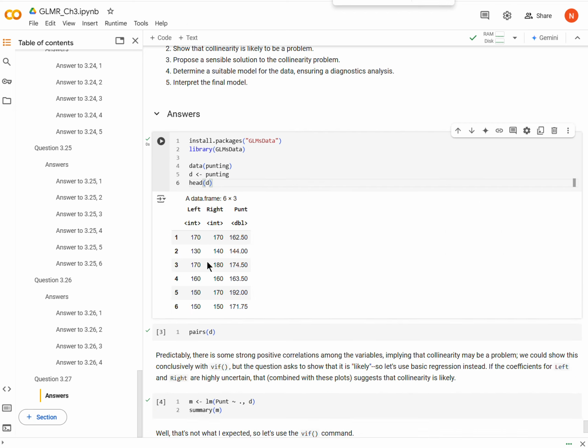We have three variables: left, which is the strength of the left leg, right, which is the strength of the right leg, and punt, which is how far they could punt, presumably with their dominant leg. They must have tested both left and right leg strengths, however they tested that, but then had them punt however they were comfortable punting.